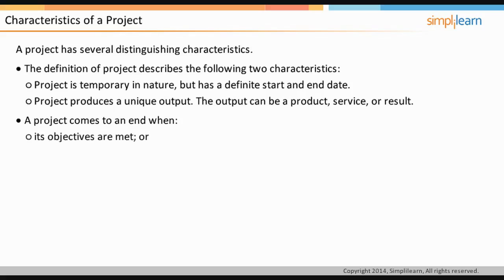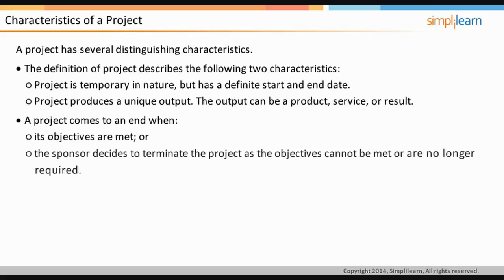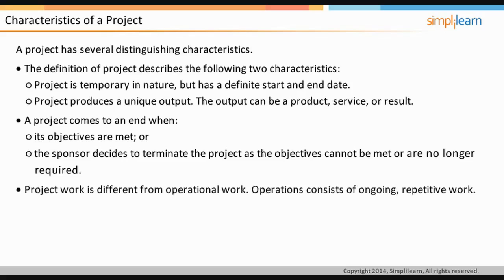A project ends when either the objectives are met or the project is terminated because the objectives will not or cannot be met. The other reason to terminate the project can be that the need for the output of the project does not exist anymore. Usually, the sponsor of the project takes a call about the closure of the project. It is important to differentiate project work from regular operational work.